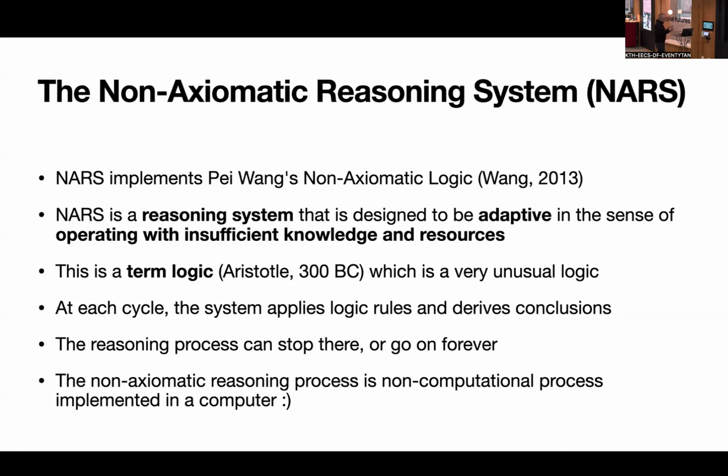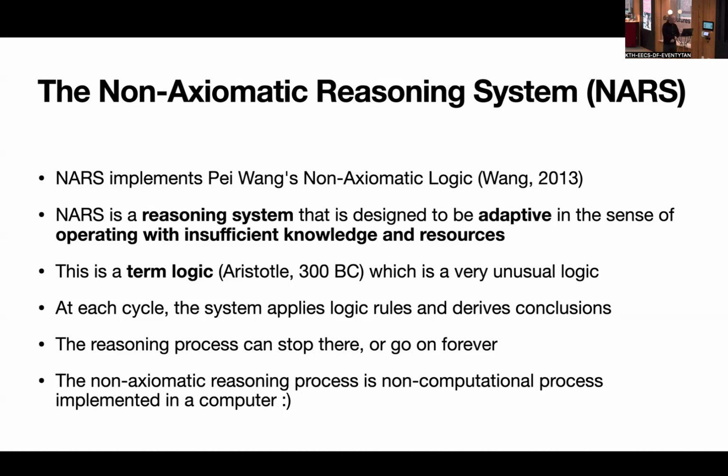And extremely briefly, also as Patrick touched on, the system at each cycle applies logic rules over and over. The rules that are applicable are applied at each cycle in constant time. So the time complexity, so to speak, in each step is constant. And the reasoning can stop after 1 step or 1,000 steps. It can go on forever if the resources are there.